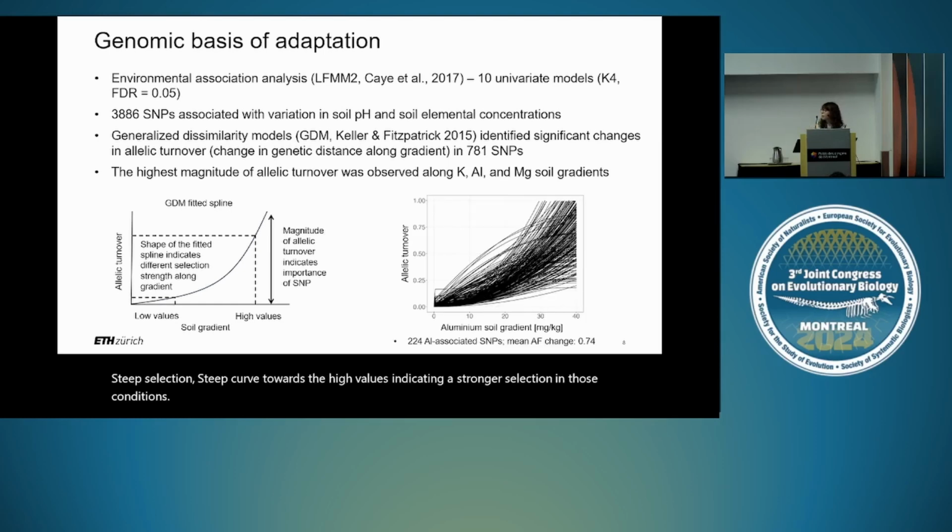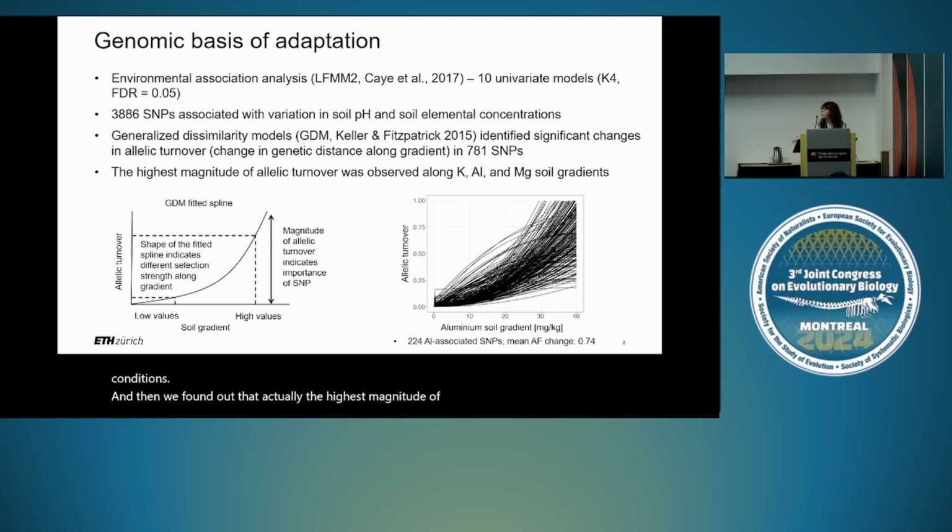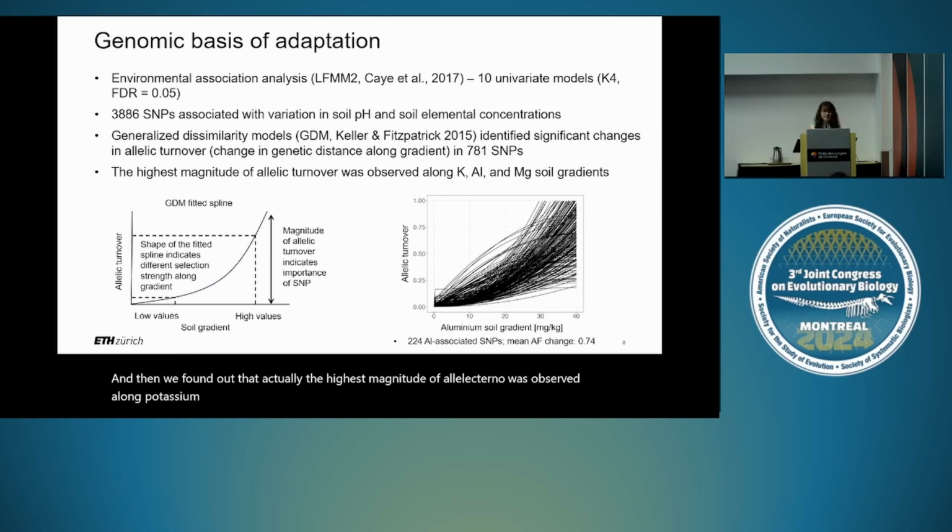And then we found that the highest magnitude of allelic turnover was observed along potassium, aluminium, and magnesium gradients. Here I picked an example of the aluminium-associated SNPs. You can see the highest magnitude of allelic turnover and also the strongest selection at the high aluminium values, which makes sense because aluminium can be highly toxic for plants in acidic soils.